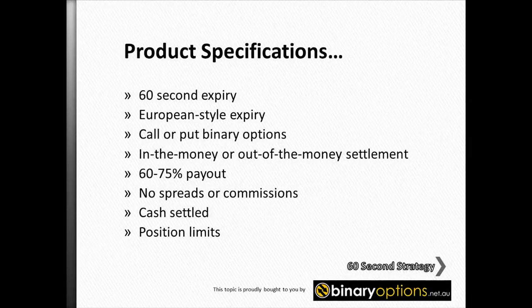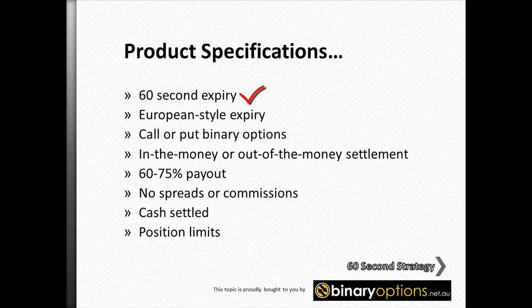As with all financial products traded on any exchange, there are a number of specifications that binary options traders must recognize if their strategy involves trading for profit. For a 60-second strategy, the first specification is a 60-second expiry. That is, the option expires exactly 60 seconds from the time in which the option trade was placed.